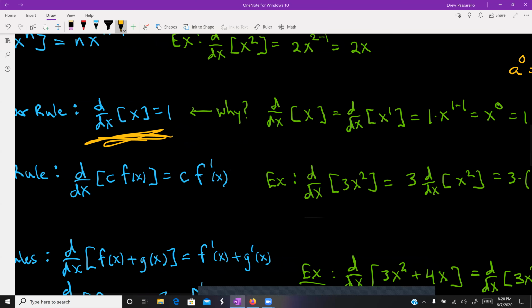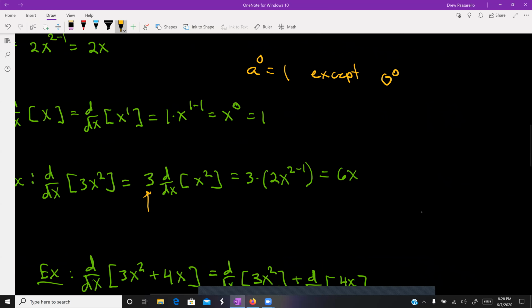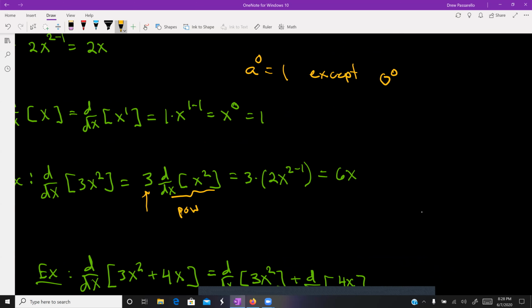So for instance, if I took the derivative of 3x squared, I factored out the 3, and then I focused on taking the derivative of just x squared, so applying the power rule. I just keep the 3 in front, so it's 3 times, in parentheses, the derivative of x squared, which is 2 times x to the 2 minus 1, which is 2x. So it'd be 3 times 2x, which is 6x.